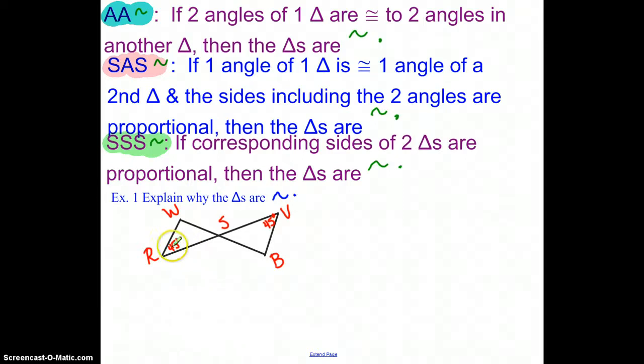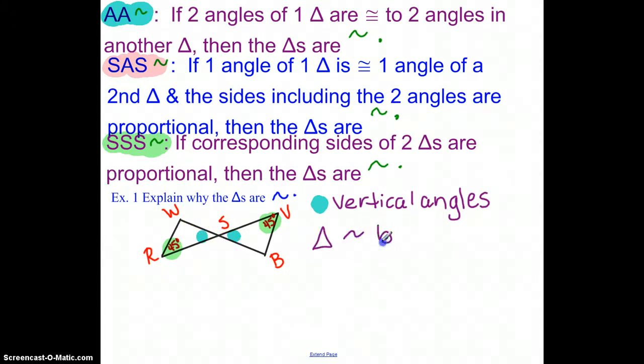Now, first of all, we can see that it has these 2 angles that are already congruent. They're telling us that because they're both 45. I can also tell in this one that those 2 angles are also equal, and those 2 angles would be vertical angles. So once you get those vertical angles, then I have 2 angles in one that are congruent to 2 angles in the other, so the triangles are similar. So the triangles are similar by angle similarity.